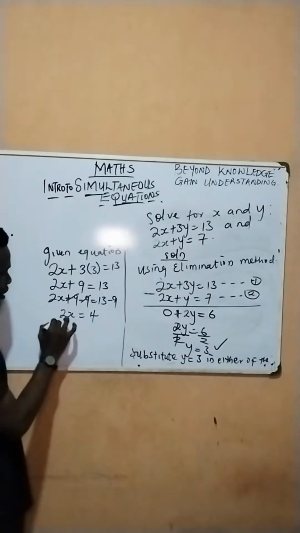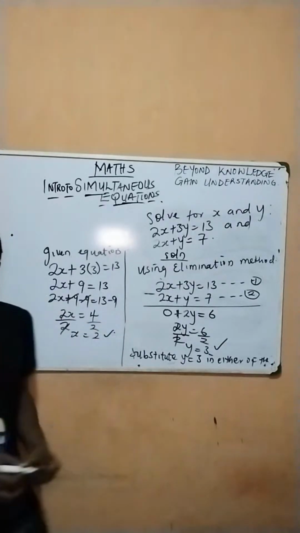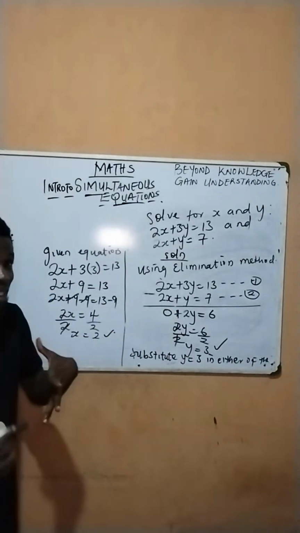So what do you do next? Divide both sides by the coefficient of x. Your x will now be equal to 2. So we've gotten 2. Now I want to do the same for the second equation, to see if that is 2 as well.